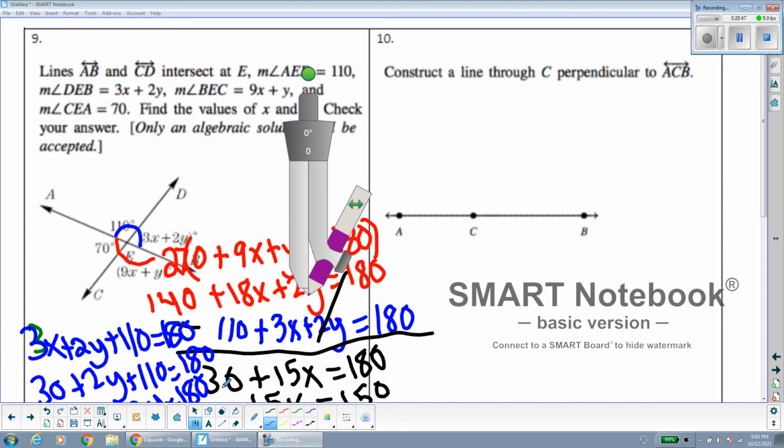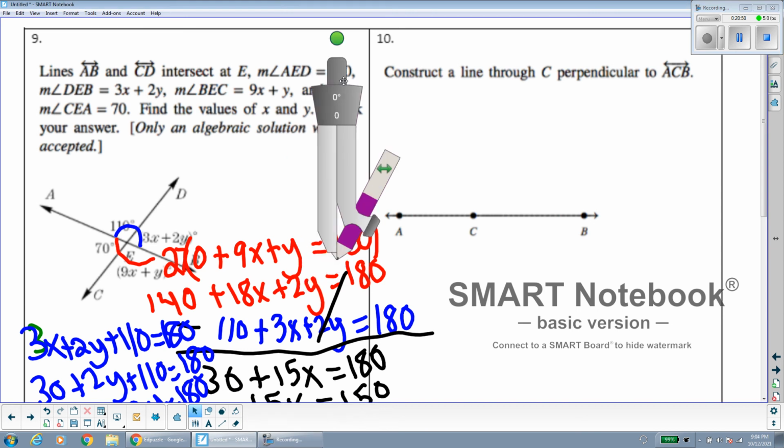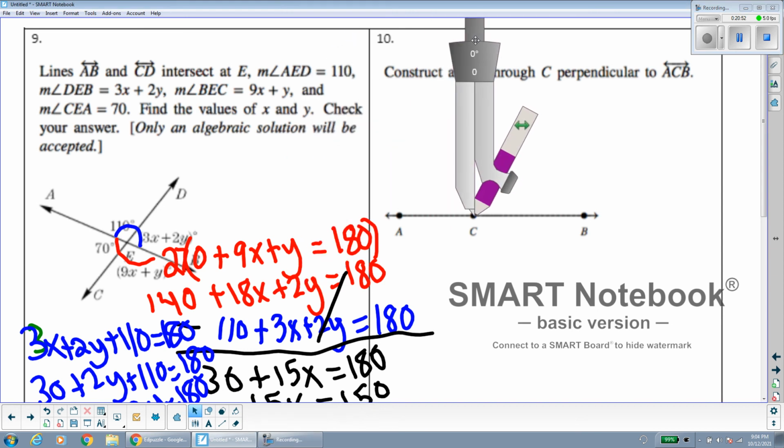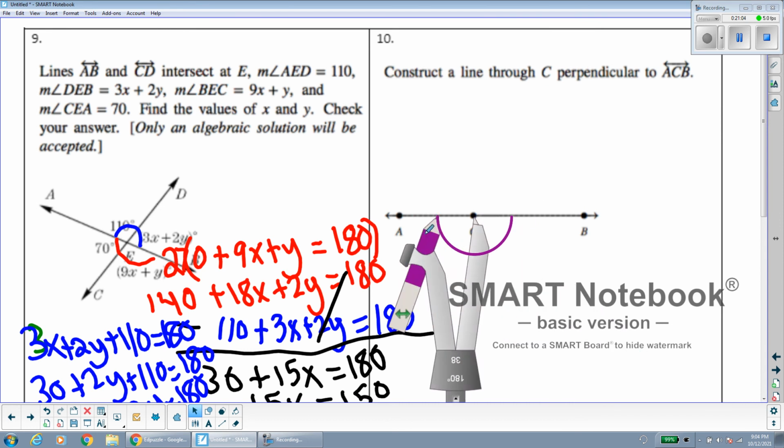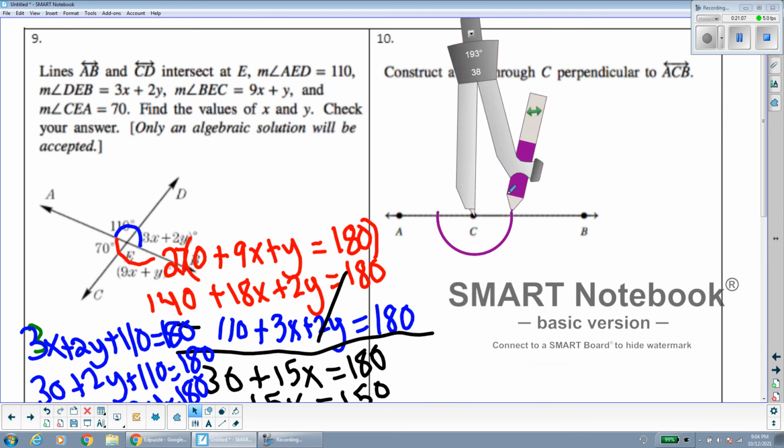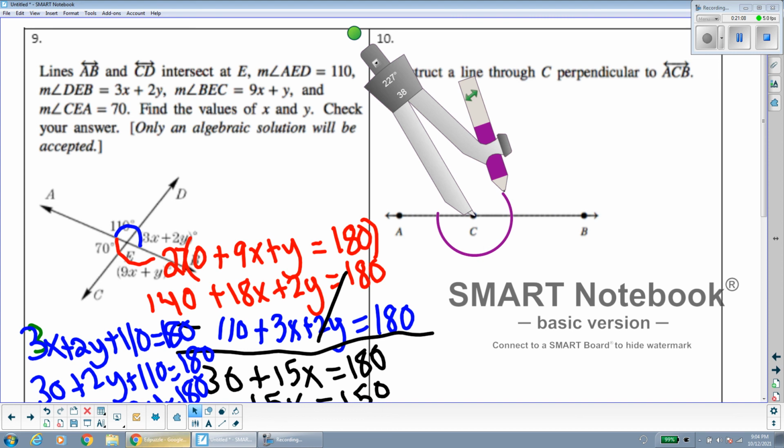So what we're going to do is start off with our compass point on the point that we're given. That would be point C here. That's the point that we want our line to pass through. I'm going to open up my compass. It doesn't matter how far I open it up. The only thing that matters is that when I swing my arc, it intersects the line in two spots. I see that it does intersect in two spots, so we're all good here.